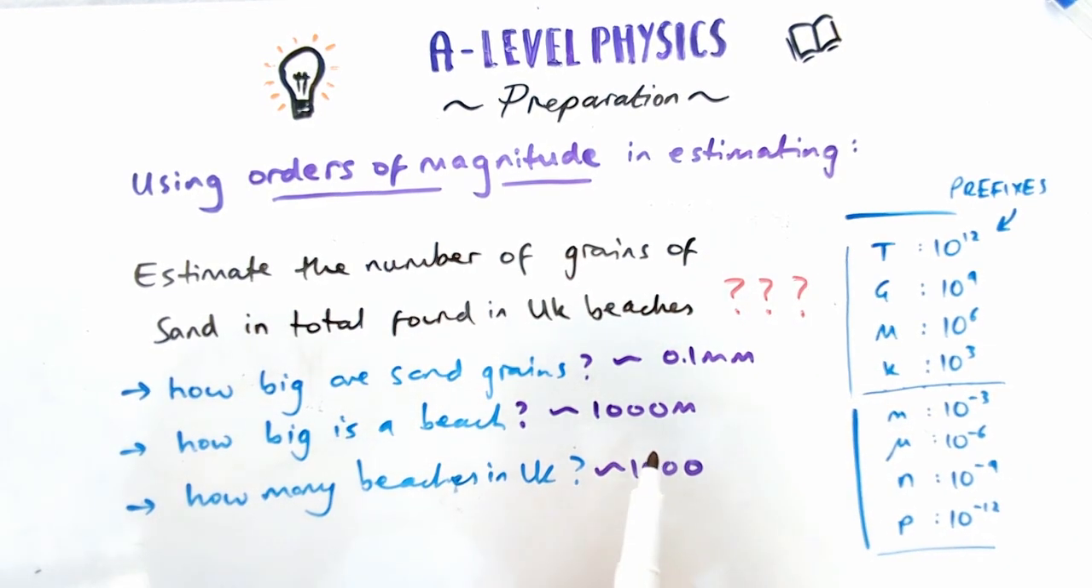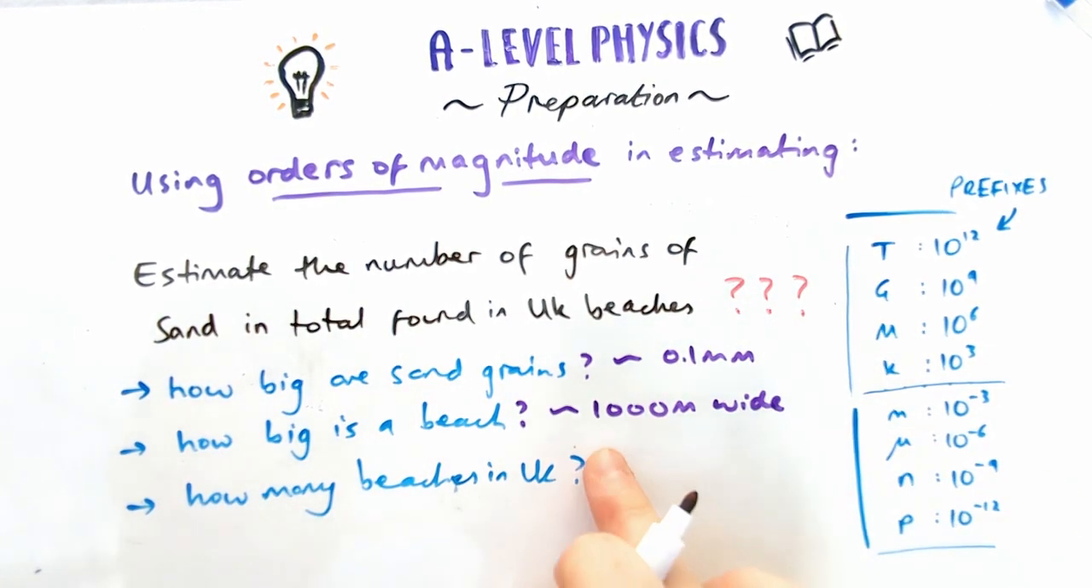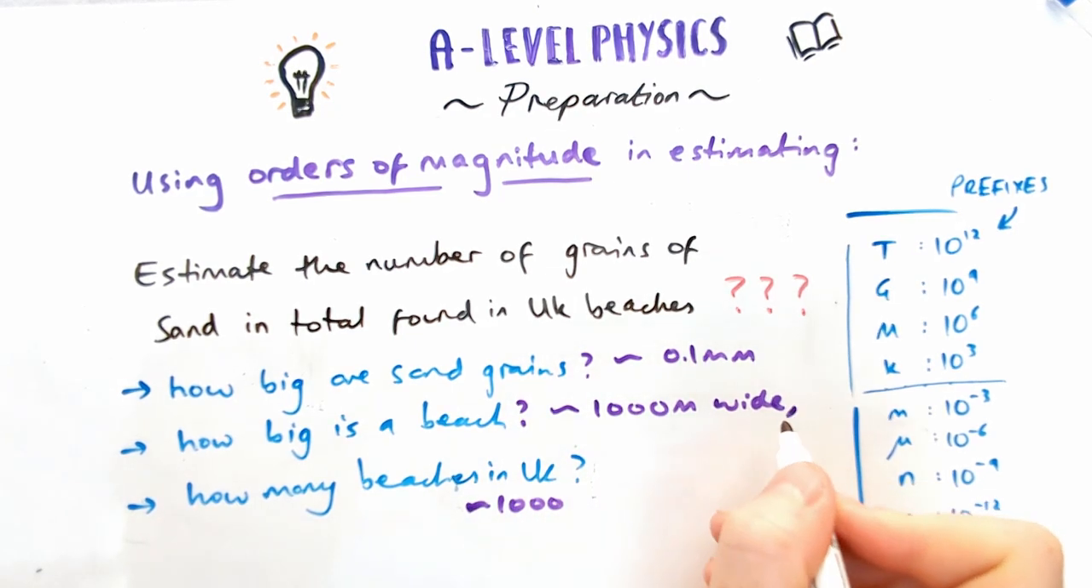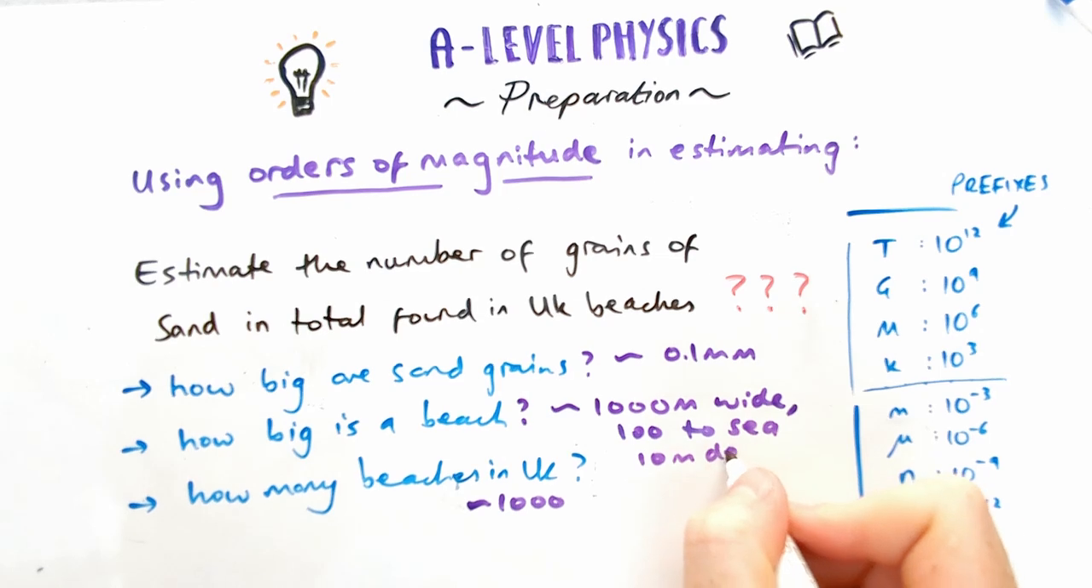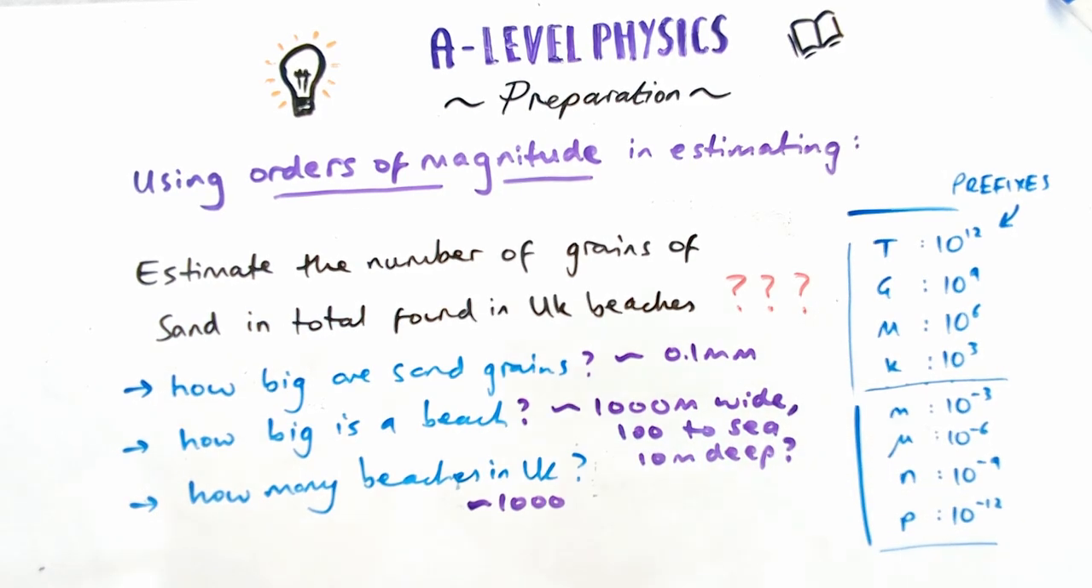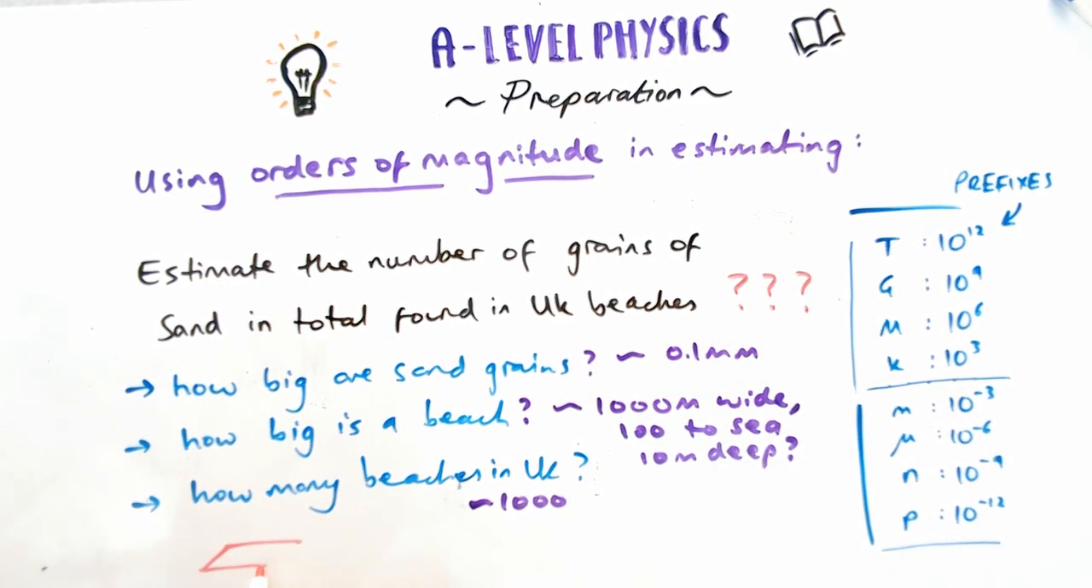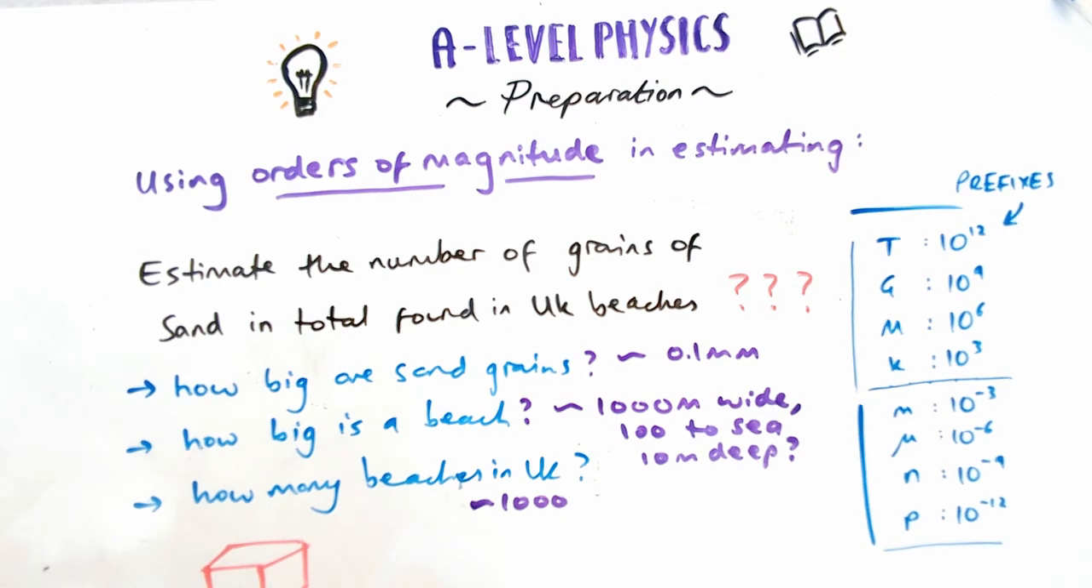We're going to say a beach, roughly speaking, is about 1 kilometer wide. Talk about depth and distance to the sea. Obviously, it depends if the tide's out or not, but about 100 meters to the sea. Let's say about 10 meters deep. It's deeper than a meter, probably a few meters deep. And roughly speaking, about 1,000 beaches in the UK. Again, depends on what you're defining as a beach.